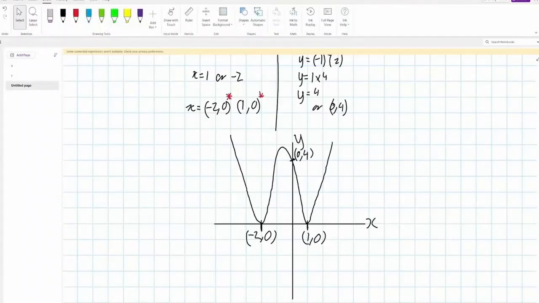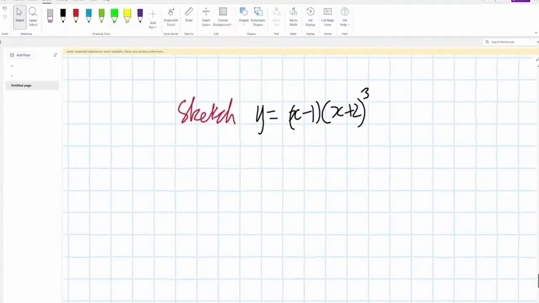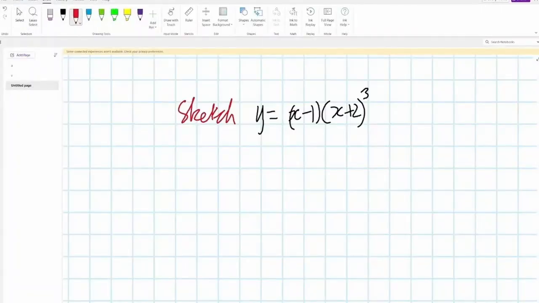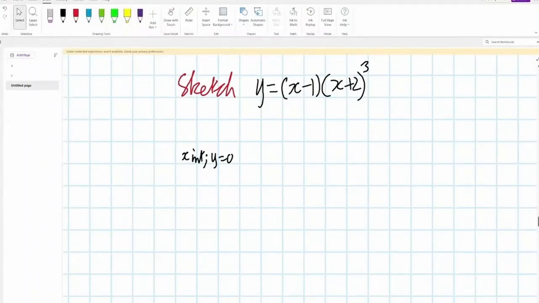The final type of graph that we're going to be looking at here, guys, is going to be when we have a cubed term and a regular term. So in this case, we have sketch y equals x minus 1 bracket up there. We've got x minus 1 times by x plus 2 cubed. Okay, so, well, first things first. X-intercepts: y equals 0, right? Because y equals 0 at the x-intercept. How many times? Every single time. That's the real answer. And what we're going to say is 0 is going to be equal to x minus 1 bracket x plus 2 cubed.